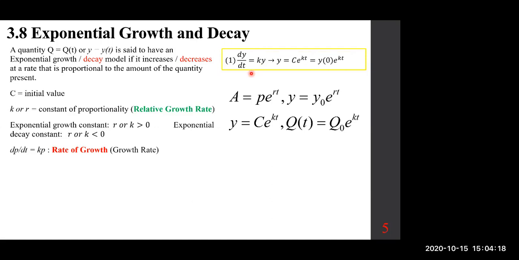Now, in this case, c or y sub 0 is what we begin with, the initial value, okay? k, or r, if I'm looking at P e to the power of rt, r, if I'm looking at this formula, k, if I'm looking at this formula, k, they are the same thing. We call it constant of proportionality or relative growth rate. Relative growth rate, okay?